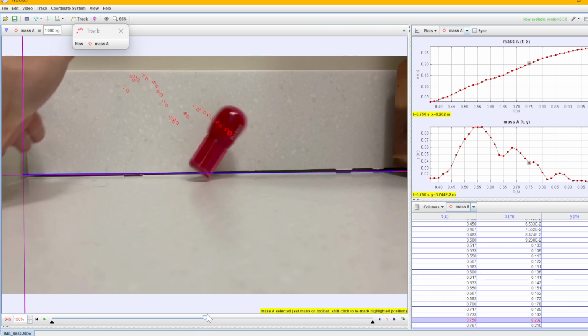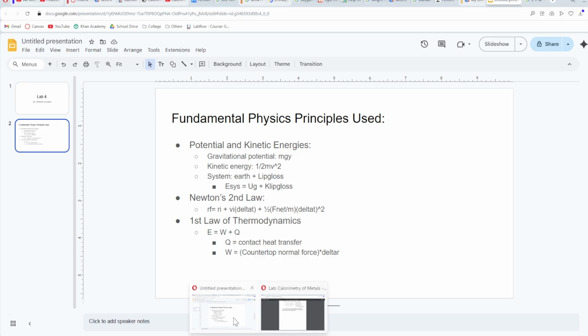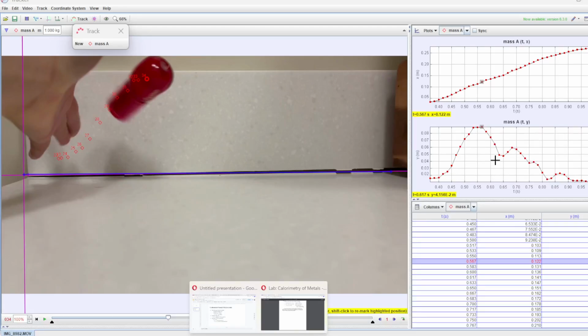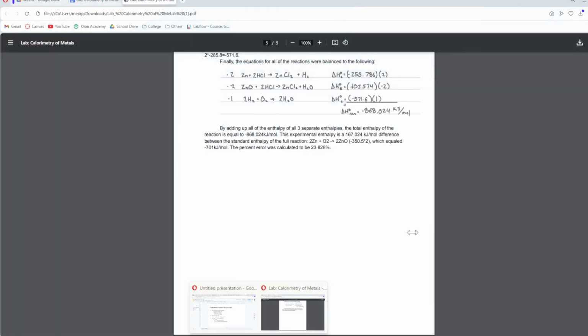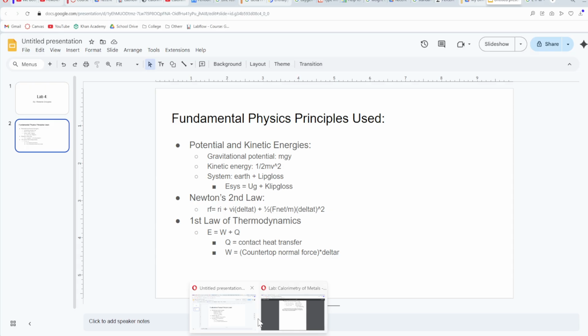That is pretty much what we have. We can find the work of our countertop with this information, mainly the delta y, because the only other force being acted on this lip gloss is theoretically the force of gravity. So gravity is going down, the countertop normal force is going up.